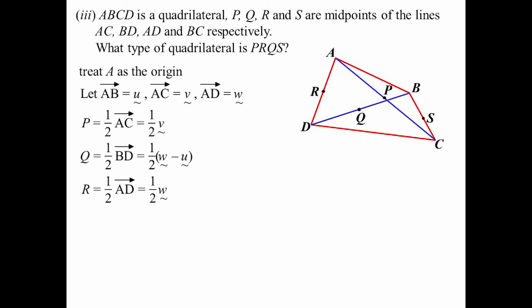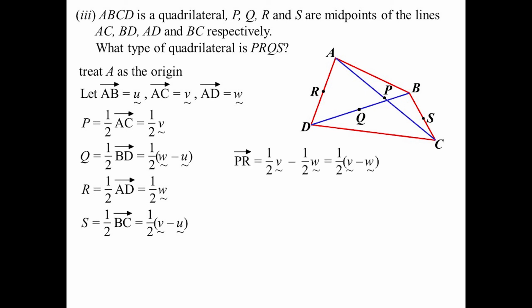Is that all of them? P, Q, R. No, we still got to do S. S is half of BC. So, no, we haven't got a name for BC yet. So again, we'll go head minus tail. So we get half of V minus U. So that should be all our points now referenced. Well, the ones we need anyway.